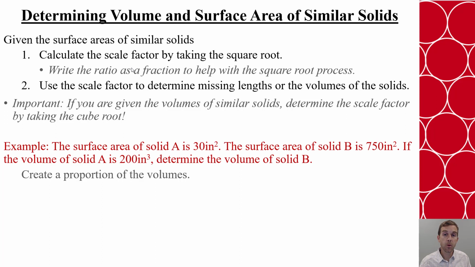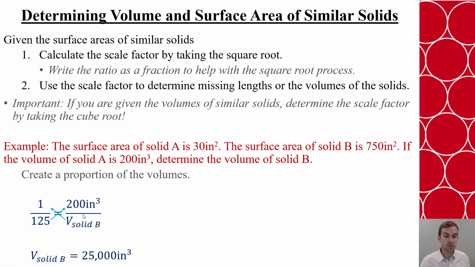So let's create a proportion. If I think about this as being the small solid A to solid B, the volume of solid A, 200 cubic inches, to the volume of solid B, now I can cross multiply and see that the volume of solid B would be 25,000 cubic inches.